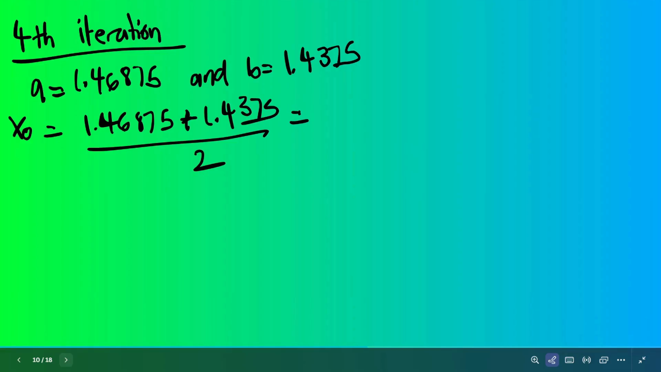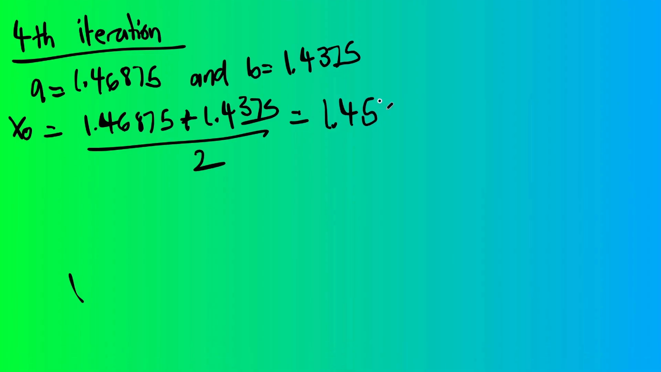So divided by 2, okay, so 1.46875 plus 1.4375 divided by 2, then how much? Okay, so the answer is 1.453125.